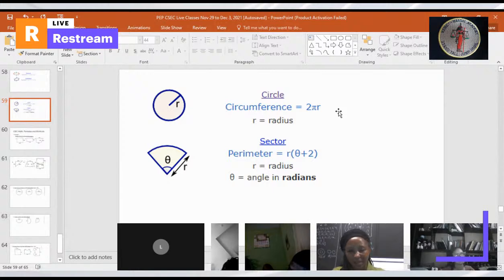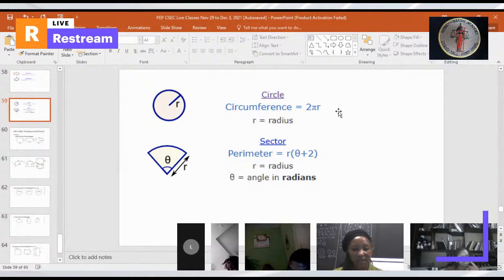So what is pi? What do you mean by pi? It's 22/7 or 3.14. If we want it in decimal form, 3.14. If we want it in fraction form, 22/7. So 2 times pi times the radius will give you the circumference, which is the special name we give to the perimeter of the circle.